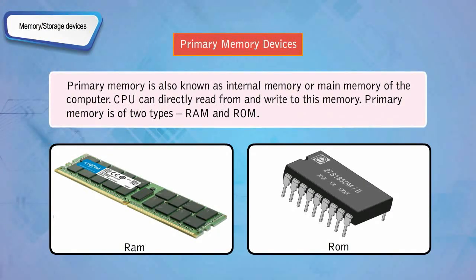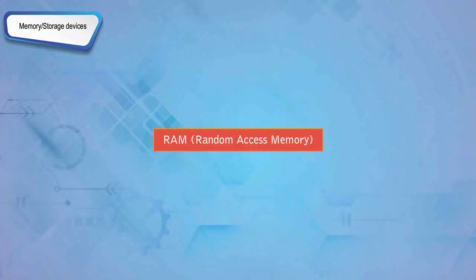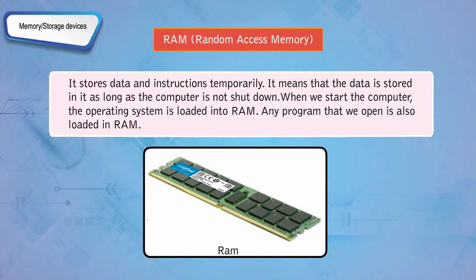Primary memory devices. Primary memory is also known as internal memory or main memory of the computer. CPU can directly read from and write to this memory. Primary memory is of two types, RAM and ROM. RAM, random access memory. It stores data and instructions temporarily. It means that the data is stored in it as long as the computer is not shut down.